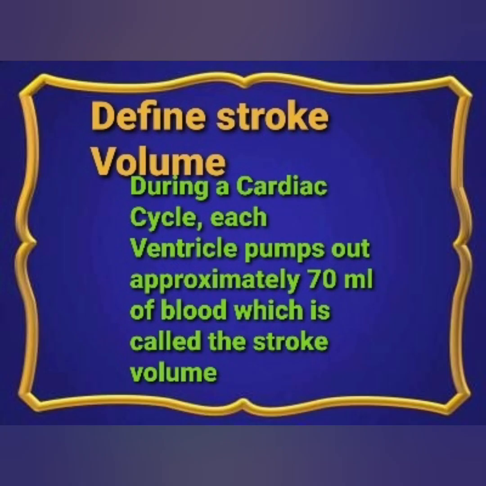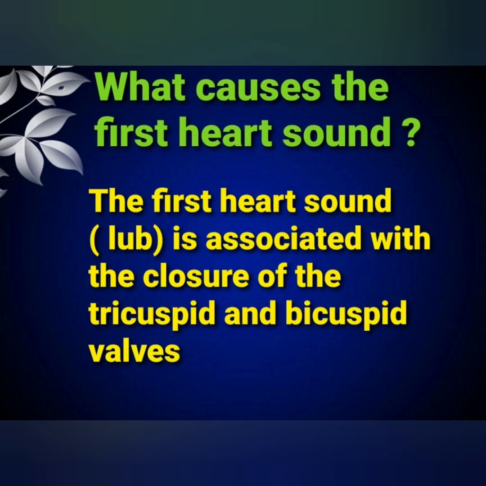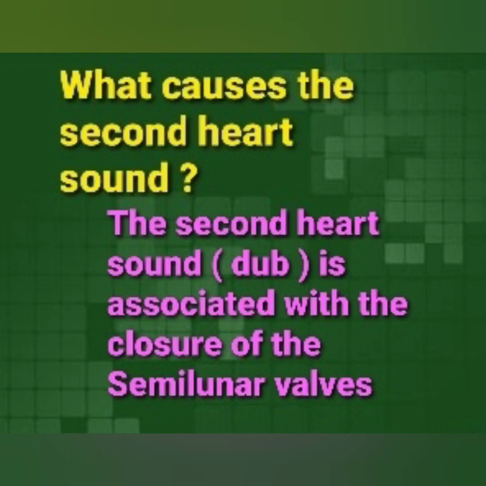Distinguish between the two. Now define stroke volume. During a cardiac cycle, each ventricle pumps out approximately 70 ml of blood which is called the stroke volume. Now what causes the first heart sound? The first heart sound lub is associated with the closure of tricuspid and bicuspid valve. What causes the second heart sound? The second heart sound dub is associated with the closure of the semilunar valves.